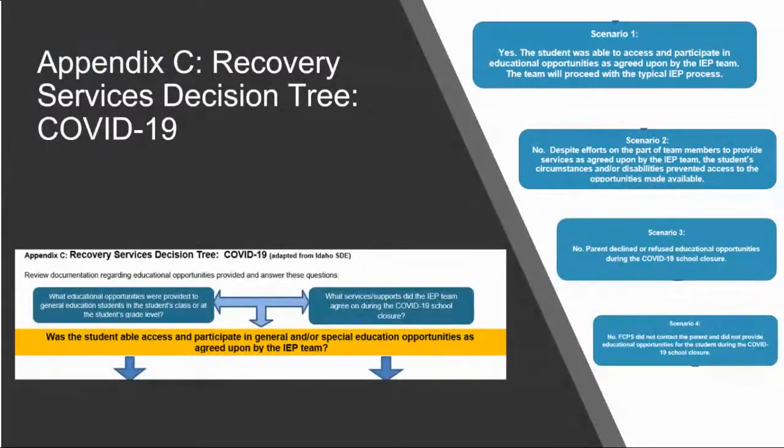Appendix C is a flowchart to guide teams through 4 possible scenarios to consider when determining the need for recovery services in an IEP meeting. You'll notice in scenario 3, we ask that you go back to an IEP meeting. However, in this scenario, when the student did not attend or participate in any distance learning opportunities offered, that student would likely not meet criteria for recovery services. Please reach out to your PSL if you have questions about this type of scenario.